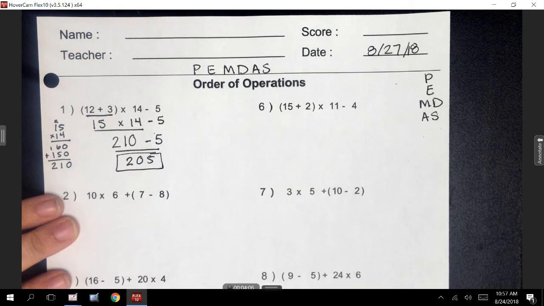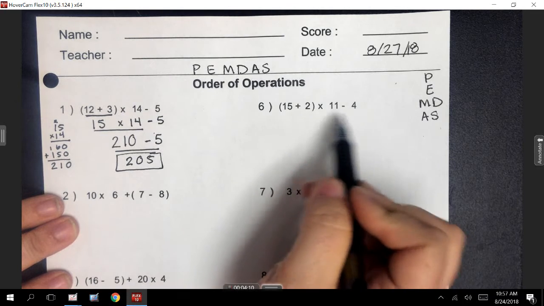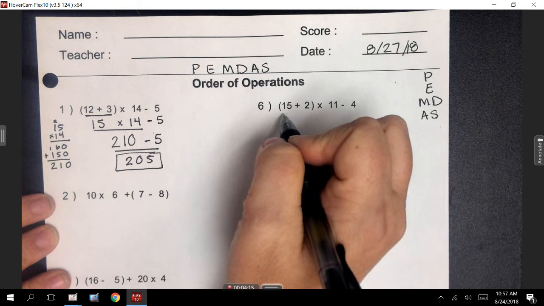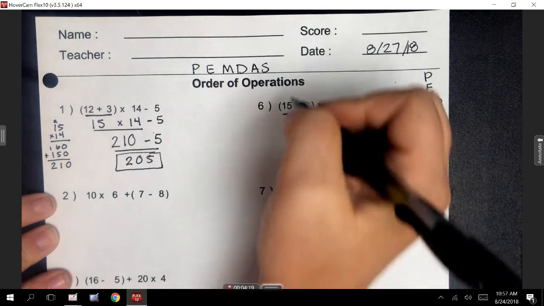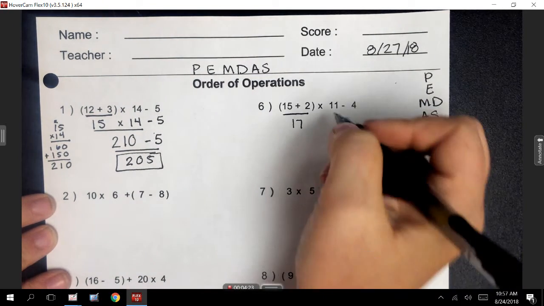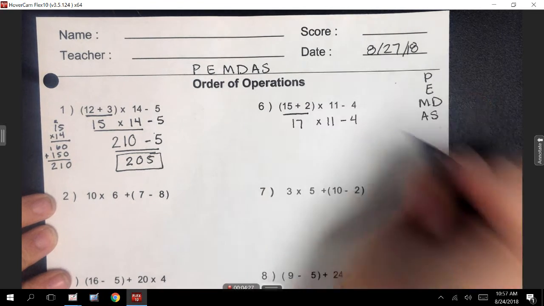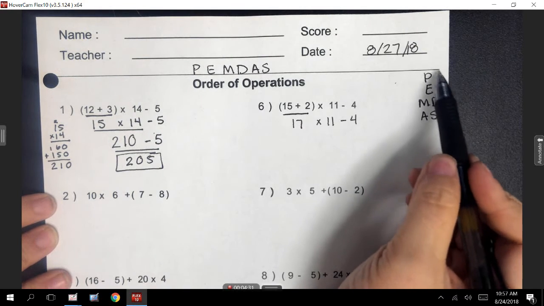All right, so let's look at the next one. First thing I'm looking for, parentheses. Are there any parentheses here? Yes. I know I'm skipping over to 6. I'm sorry, we're going to do 6. In the parentheses, we have 15 plus 2, which gives me 17. That's the only thing in the parentheses, so I don't have to write those anymore. Times 11 minus 4, I haven't used those, so I just keep writing them. No more parentheses.